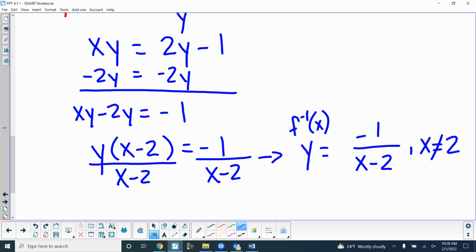Okay? So that's the type that might give you a little bit of issues. The rest of it should be pretty easy. That's all we're doing today: finding inverses. Switch x and y, solve for y.